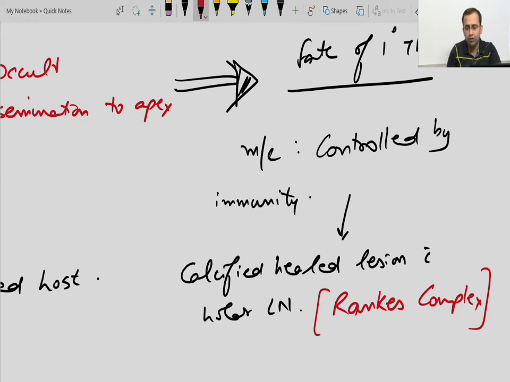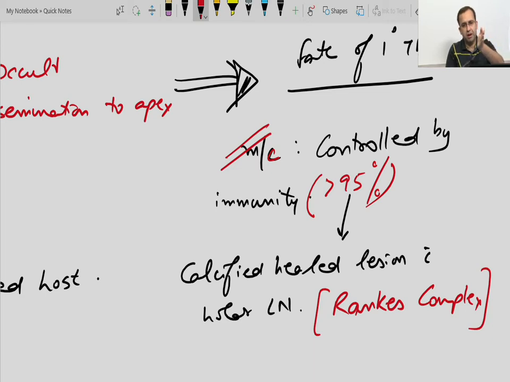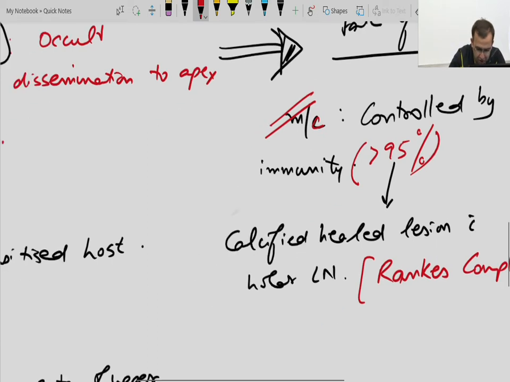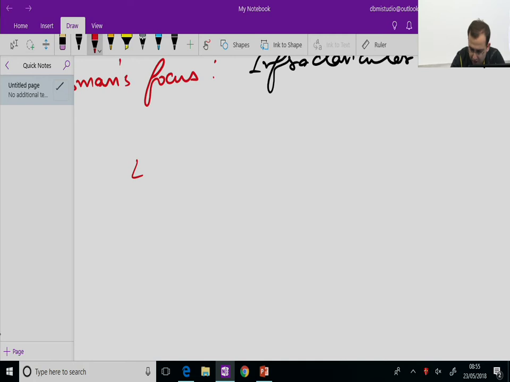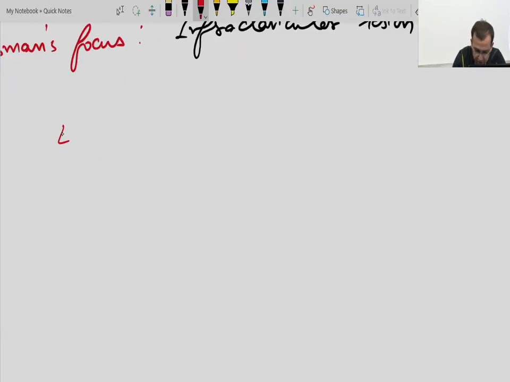So fate of primary TB, most commonly it is controlled by immunity. And what do we mean by most commonly? In more than 95% of the cases. So we have seen primary TB, fate of primary TB, and secondary TB. This gets us to the last point, that is extrapulmonary TB.